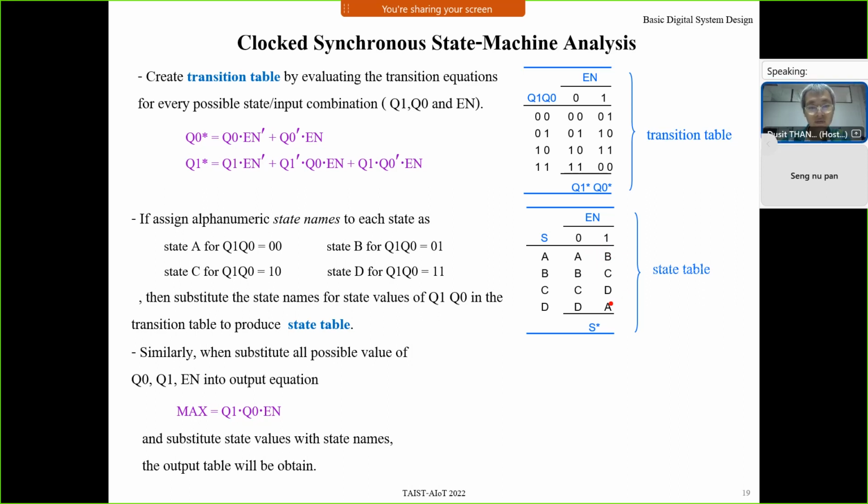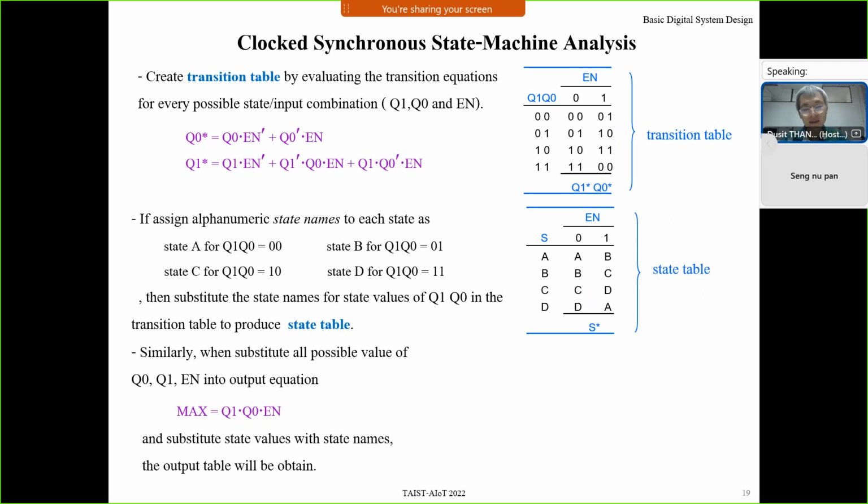Okay, this is the function of this state table or transition table. You can determine the next state easily by looking at this table. It is more convenient than using this equation, because you know the value immediately.